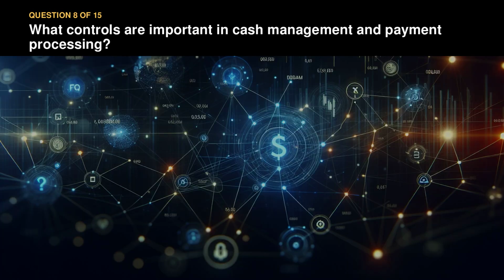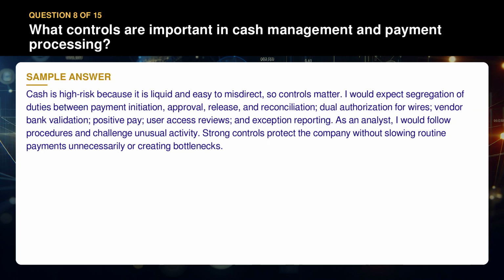Question 8. What controls are important in cash management and payment processing? Cash is high risk because it is liquid and easy to misdirect, so controls matter. I would expect segregation of duties between payment initiation, approval, release, and reconciliation, dual authorization for wires, vendor bank validation, positive pay, user access reviews, and exception reporting. As an analyst, I would follow procedures and challenge unusual activity. Strong controls protect the company without slowing routine payments unnecessarily or creating bottlenecks.